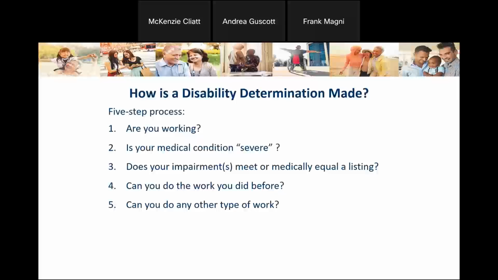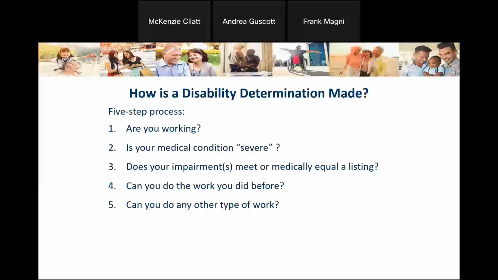If you can't, and that being, can you do other types of work? If you can't do the work you did in the past, we look to see if there's other work you can do despite your impairments. We consider your age, education, past work experience, and any skills that you might have that could be used to do other work. If you can't do other work, we'll decide that you're disabled. If you can do other work, we'll decide that you do not have a qualifying disability.